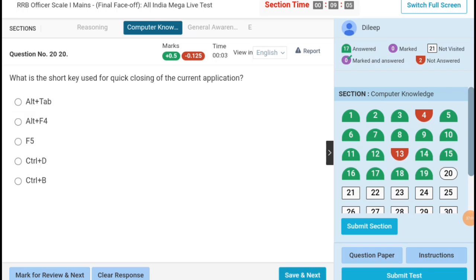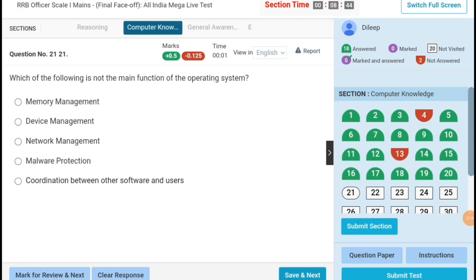Closing the current application. Alt plus tab, I think. What is the shortcut key used for the quick closing of the current application? Alt plus tab or Alt plus F4. Quick means Alt plus F4. Which of the following is not the main function of operating system? Memory, device, malware protection.